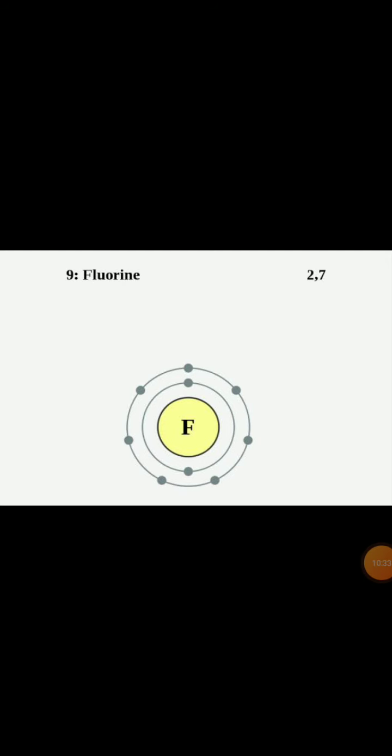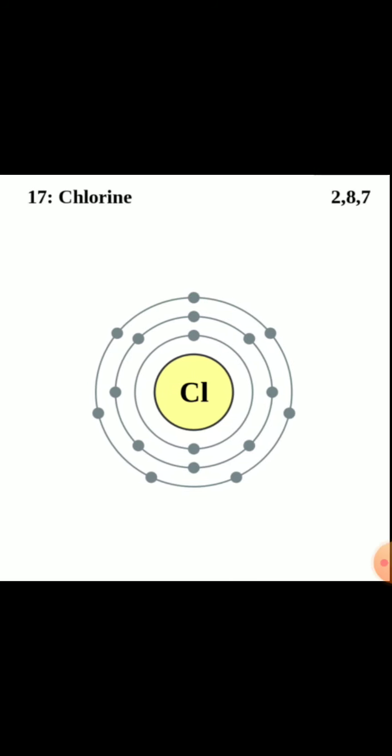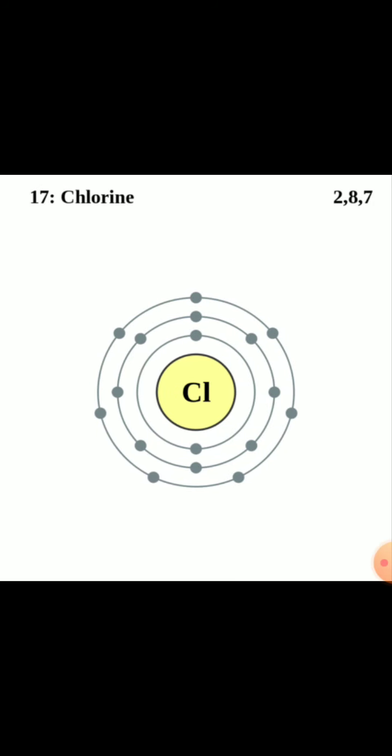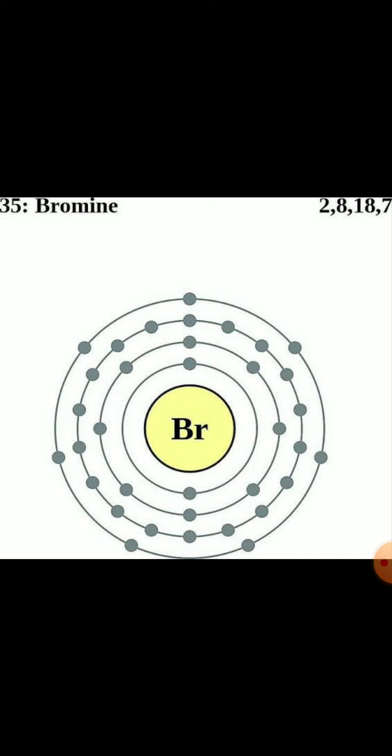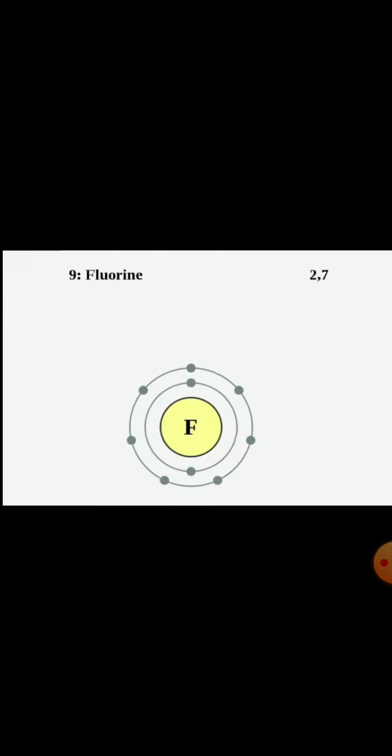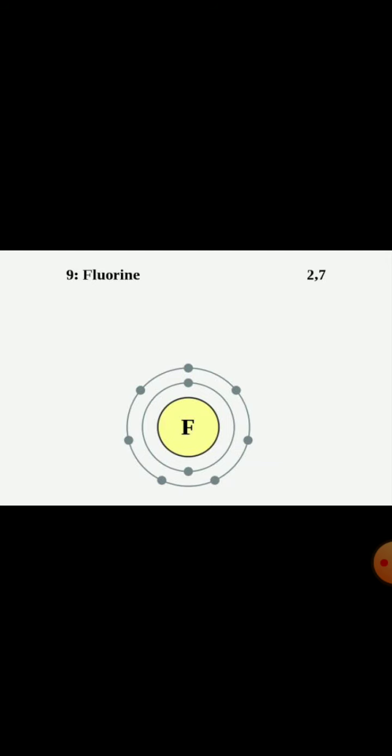If we talk about group number 17, then fluorine has two shells. Then chlorine has three shells. Then bromine has four shells. This way, the number of shells increases as we go from top to bottom.